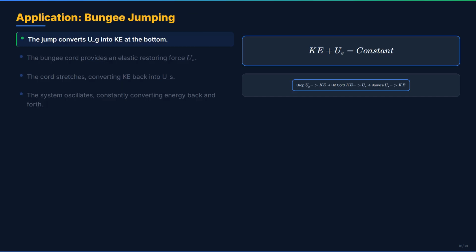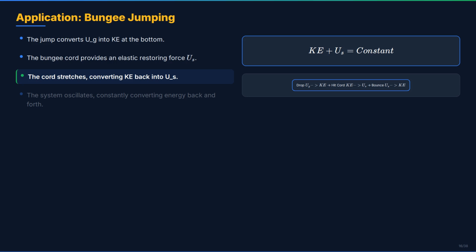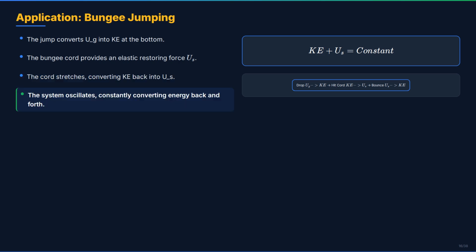When you jump, you first convert gravitational PE into kinetic energy until you hit the cord. This is the initial conversion. The moment the cord stretches, it acts like a massive spring, and the kinetic energy is abruptly converted into elastic potential energy. This slows you down. As you bounce, the energy swings back and forth. U_s → K_e → U_s. This oscillation is the heart of the system. This whole process beautifully demonstrates the principle of energy conservation in action, even with the added complexity of elasticity.